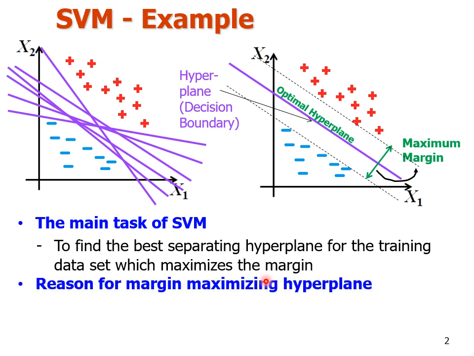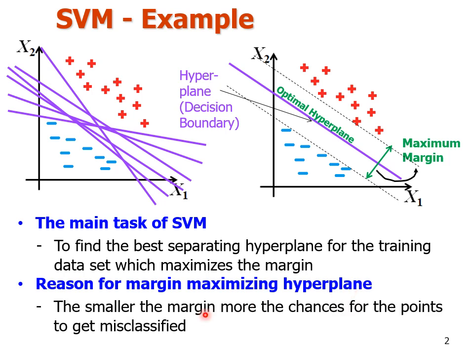And what is the reason why we would like to maximize the margin? If we are having the smaller margin, it means there are more chances for the points to get misclassified. If we keep the margin as wide as possible, we are reducing the chances of positive and negative points to get misclassified, and that is the reason why we are emphasizing on maximizing the margin.